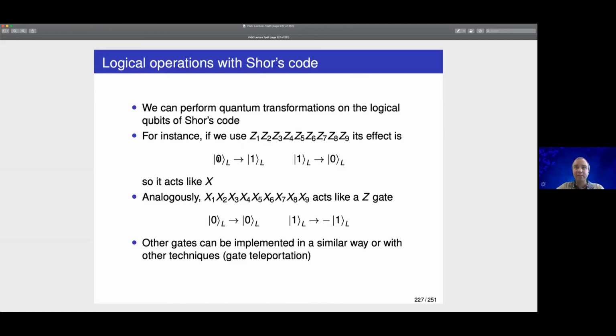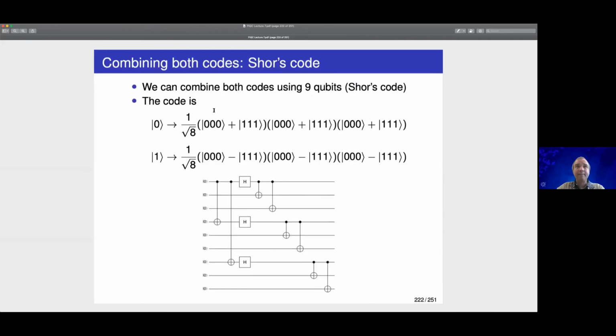Okay, so for instance, notice that if I have this encoding for the 0 state here with the Shor 9 qubit code, and if I apply a Z to all the qubits at the same time, then this is going to change. This is going to apply a phase of -1, -1, -1. This is going to change to minus. This is going to change to minus. This is going to change to minus. Okay? So now what I have is exactly this state here.